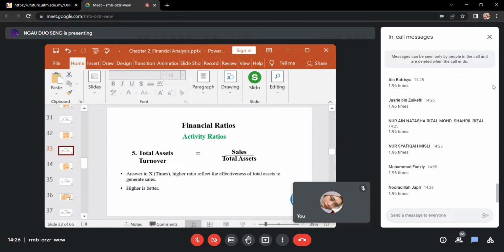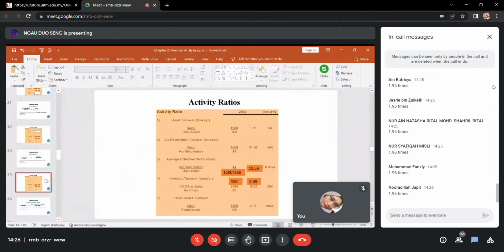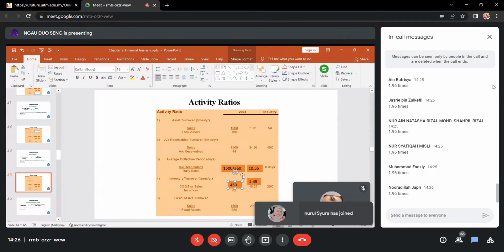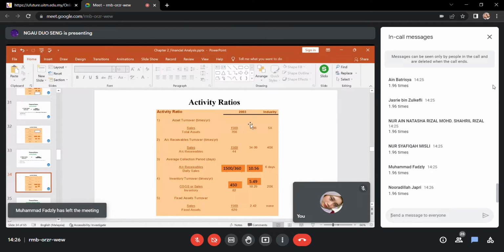All right, so we check. The asset turnover is 1.96. We compare it to the industry. Higher is better. So we can see that the company is very low, only about two. The industry is fine. So you need to do some improvement, because your company is lower than the industry's 5.